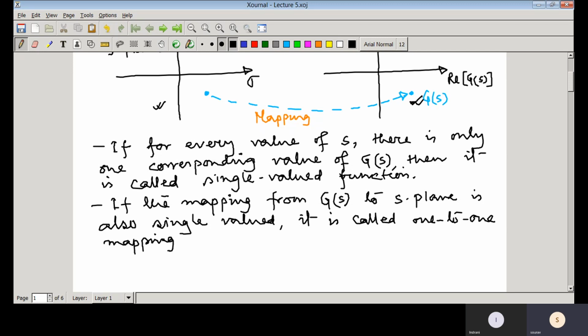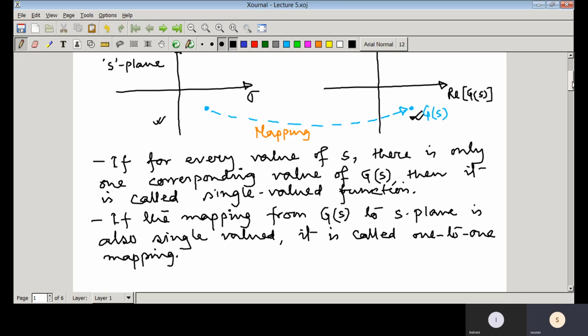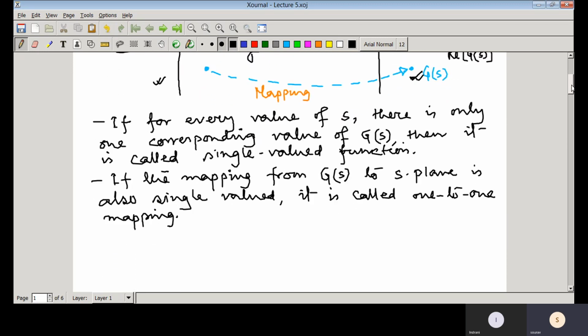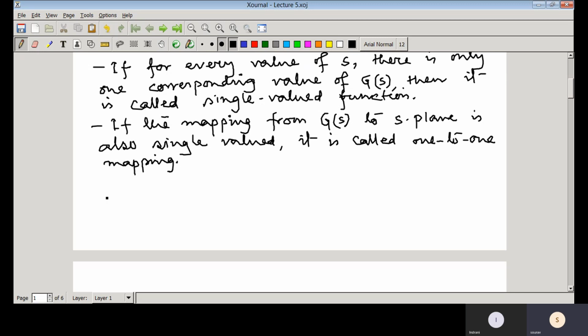In control analysis, we will be considering this type of mapping, one-to-one mapping, and later you will see that whenever we do stability analysis, we will be considering single valued functions. I hope at that time you will not be confused about these definitions, because from here you can understand what a single valued function is and what a one-to-one mapping is. So let us see one example.